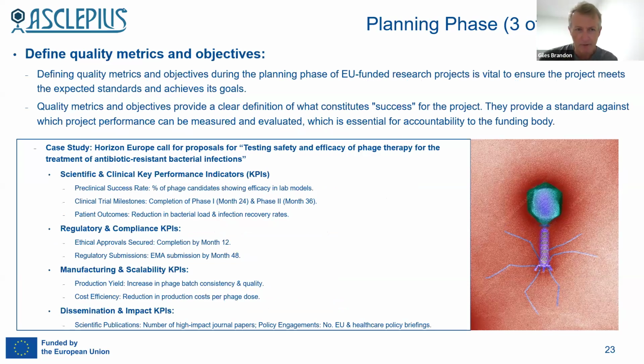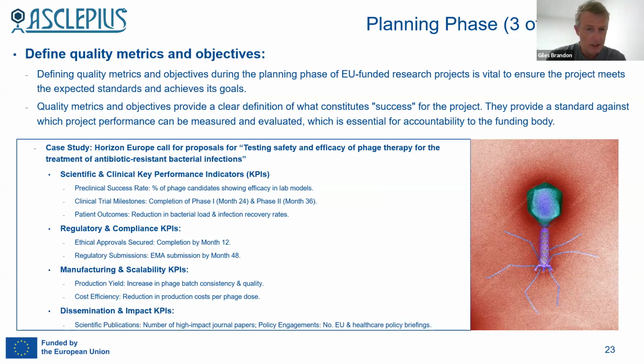Last thing perhaps to mention in the planning phase is the defining of quality metrics and objectives, or rather quality metrics in the context of objectives. Defining quality metrics and objectives during the planning phase of EU-funded research projects is vital to ensure the project meets the expected standards and achieves its goals. Quality metrics and objectives provide a clear definition of what constitutes success for the project. They provide a standard against which project performance can be measured and evaluated, which is essential for accountability to the funding body.